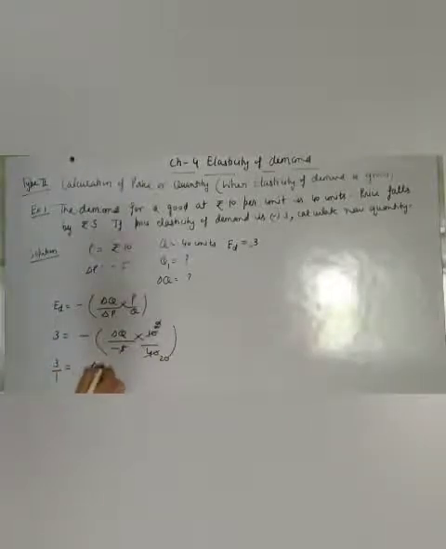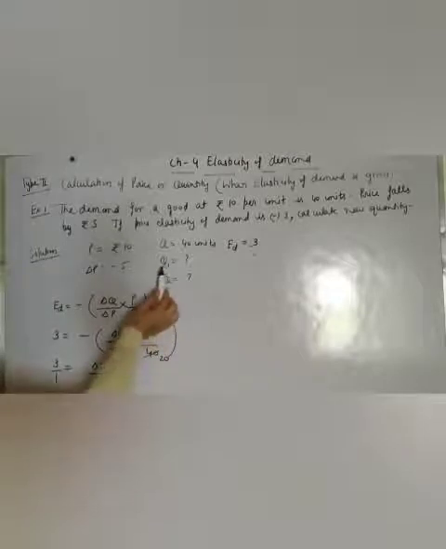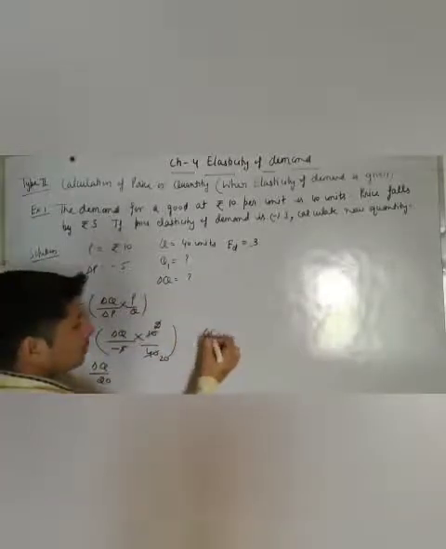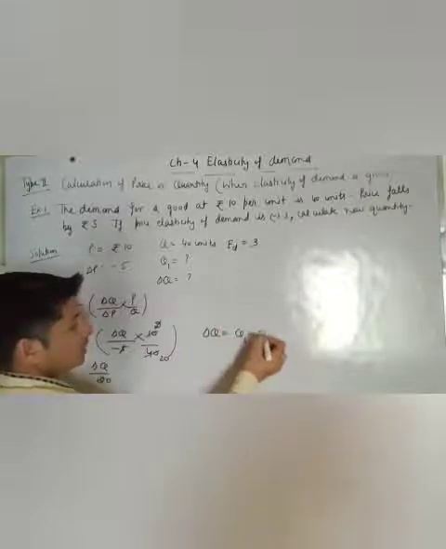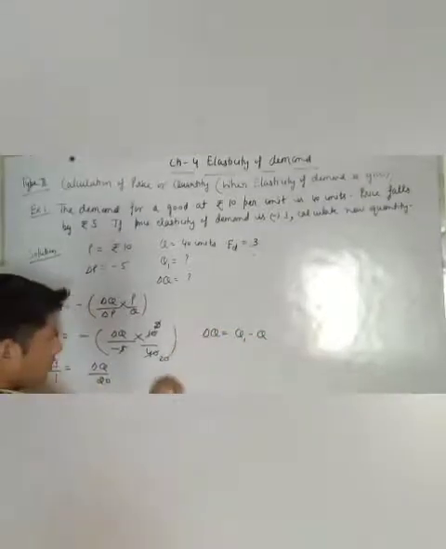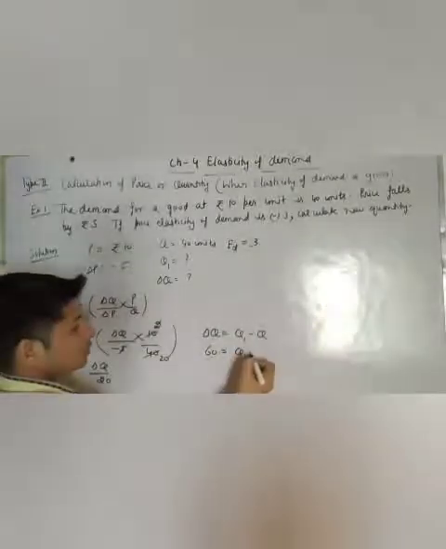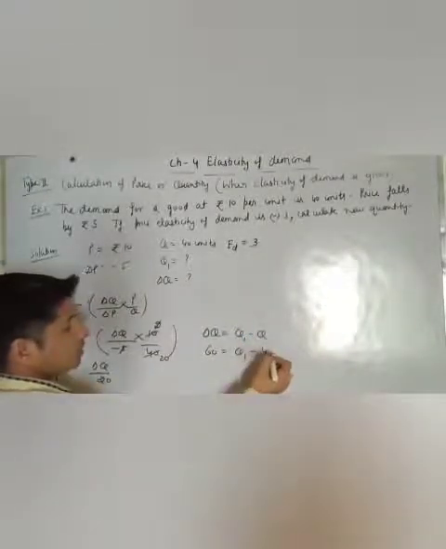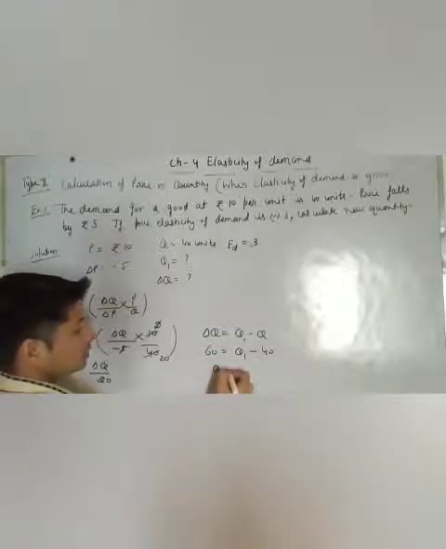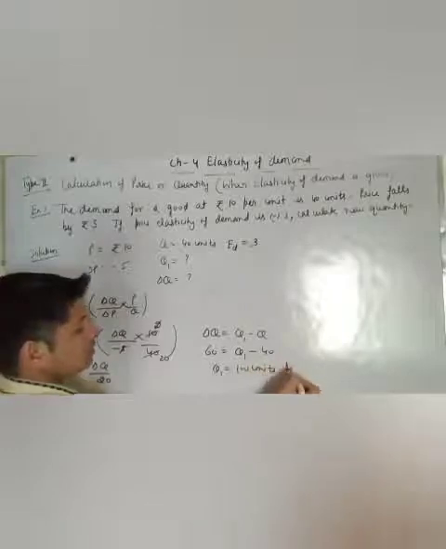See, delta Q divided by 20, and do cross multiply. Delta Q is equal to 60. But we have to find Q1. So what is the formula of delta Q? Q1 minus Q. Delta Q means 60, and Q1 we don't know. Q means 40. Add this: 100 units. So this is your final answer.